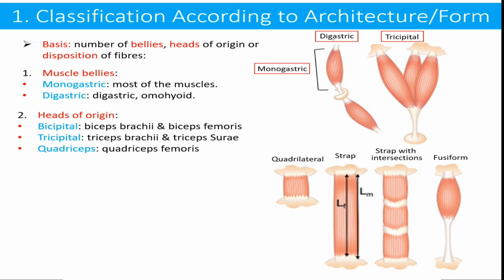Second, according to heads of origin. First, bicipital muscles are the muscles which have got two heads of origin, represented by biceps brachii and biceps femoris. Two, tricipital muscles have three heads of origin, and this group is represented by triceps brachii and triceps surae. Next is quadriceps muscles, which have got four heads of origin, and this group is represented by quadriceps femoris.